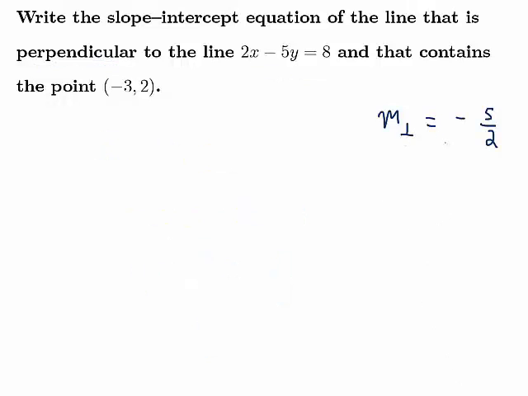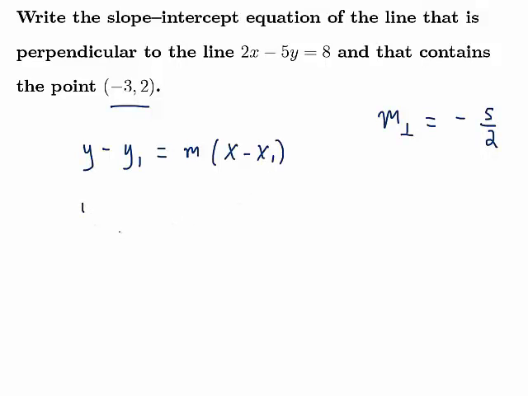We will now take our perpendicular slope of negative 5/2 and the point that we're given, which is (-3, 2), and we'll substitute those values into the point-slope formula, which is y minus y sub 1 equals slope m times x minus x sub 1.